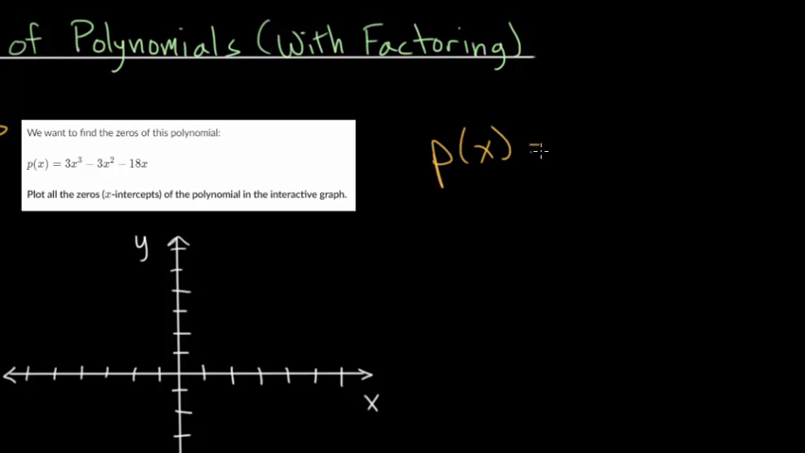So p of x is 3x to the third minus 3x squared minus 18x. And the first step with factoring is you want to look for a common factor. And notice that each of these terms are divisible by 3, so we can pull a 3 out. And each of these terms have at least one x in it. And we can't pull out more than one x, since then we'll end up with fractions. So we'll have to look at the lowest number of x's and factor that one out. So we can factor 3x from each of these terms.